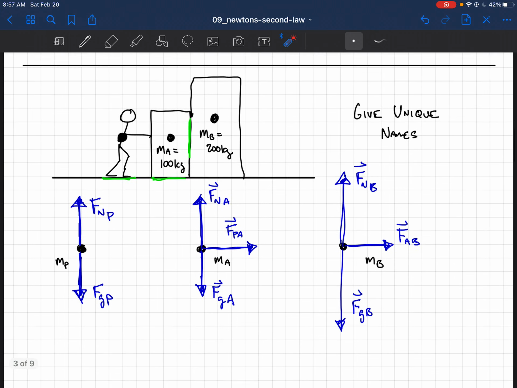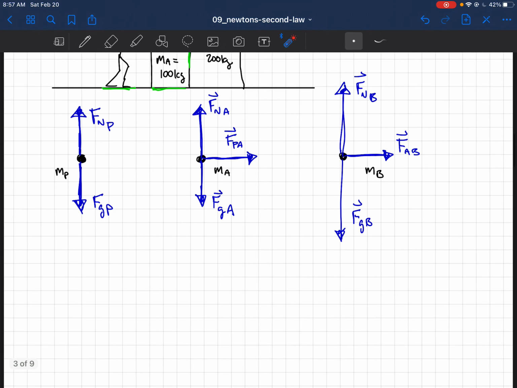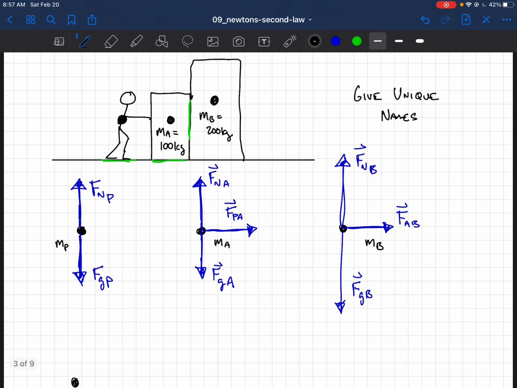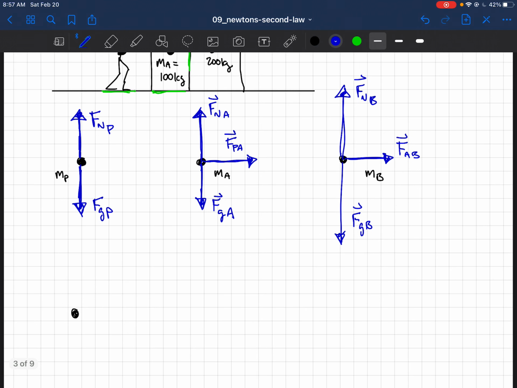So let's start with that. So let's start with the person. So we have the normal force on the person. So what is that? Well, that's the normal force of the ground acting on the person. So we have force normal of the ground on person.